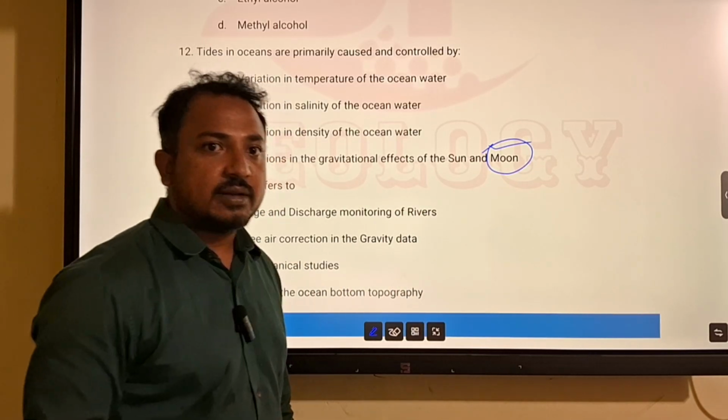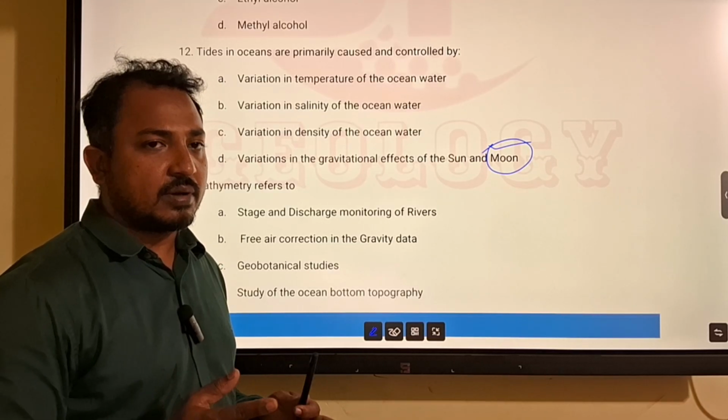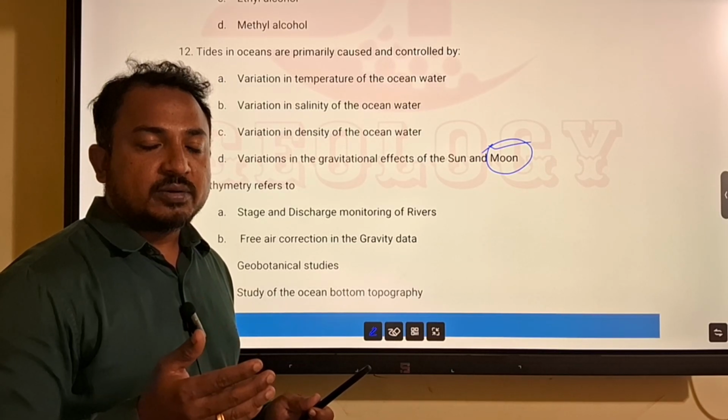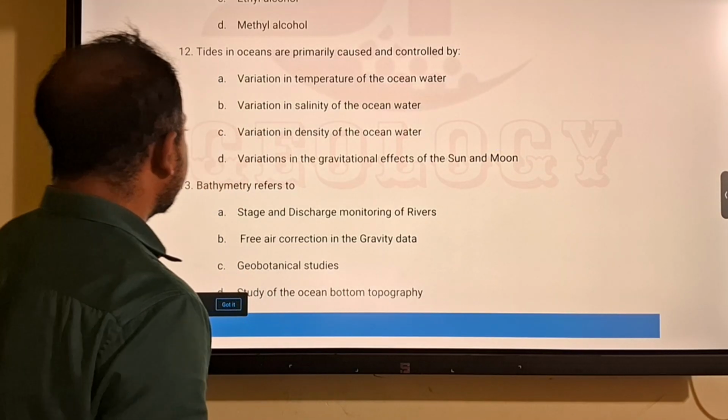So you'll see there will be spring tide and neap tide during different days in a month. So mostly the moon affects it.